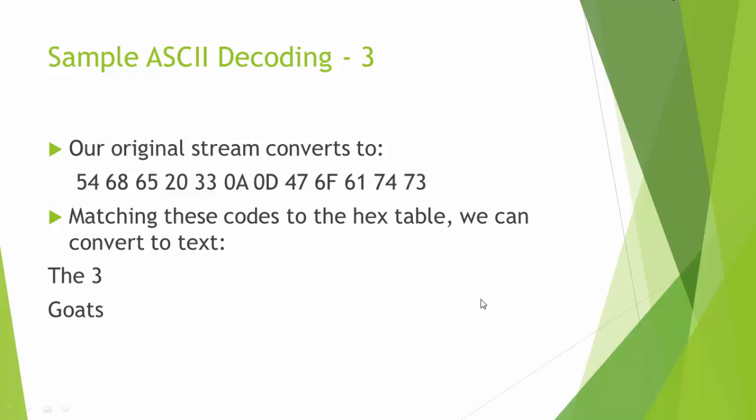Finally, 47 is capital G, 6F is O, A, T, S. Remember, you'll be responsible for whether it's capital or not. So that original binary string converted into the 3, return, capital G goats.